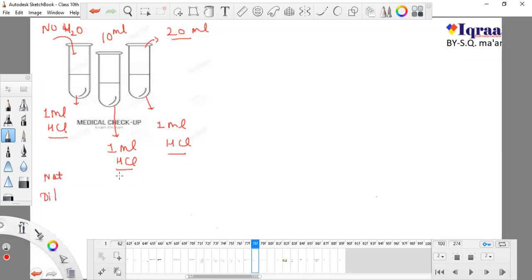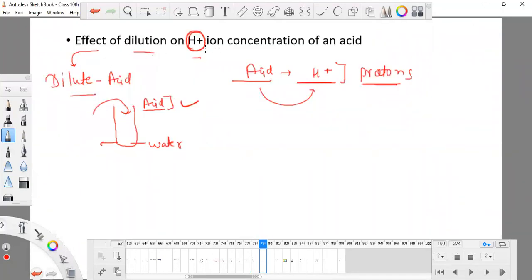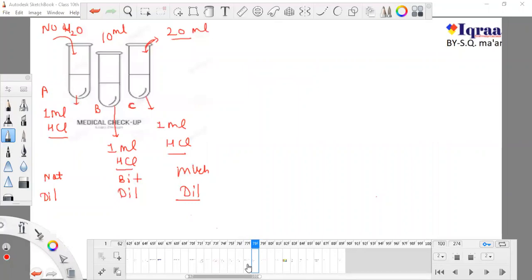Okay, now this first one is definitely not diluted. This second one is a bit diluted, and the third one is much more diluted, because the amount of water is so much in this one. Okay, now I'm indicating A, B and C for these test tubes. Now my question was the effect of dilution on H plus ion concentration. So HCl is acid, and all these 3 test tubes are full of acids, and surely they are having H plus ions, because H plus ions get released.